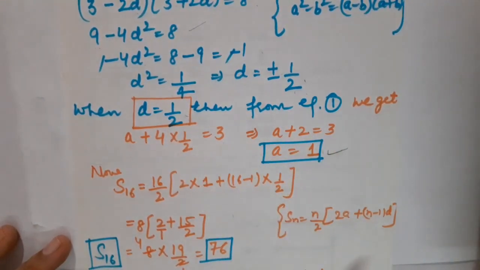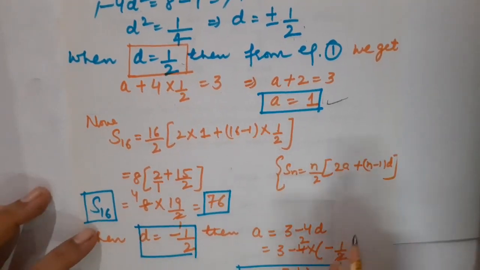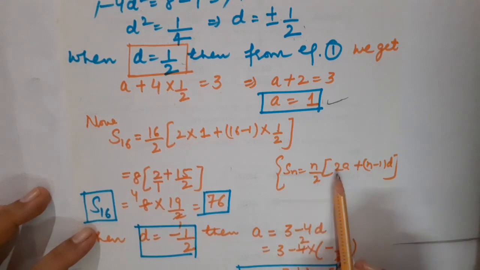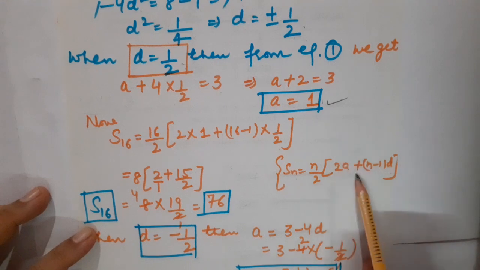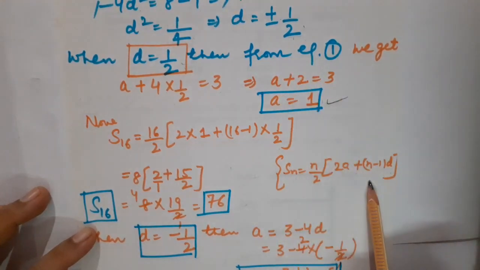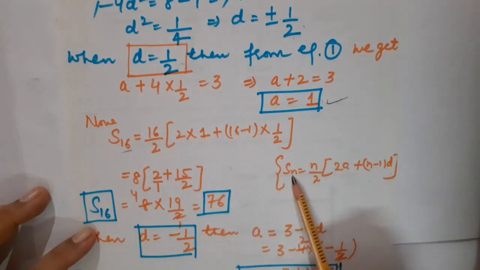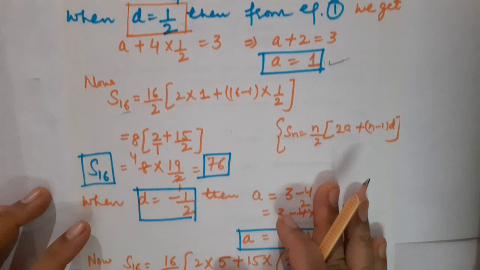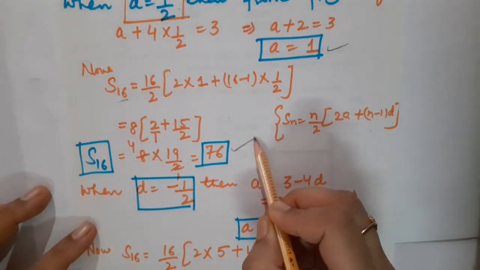So let us calculate the sum of first 16 terms of AP. The formula is Sn is equal to n by 2 into 2A plus n minus 1 into D. So put the value of A as well as the value of D, which is half, and S16 I have to calculate. In place of n I am putting 16. Correct? So after simplifying this complete expression, I have got S16 is equal to 76.